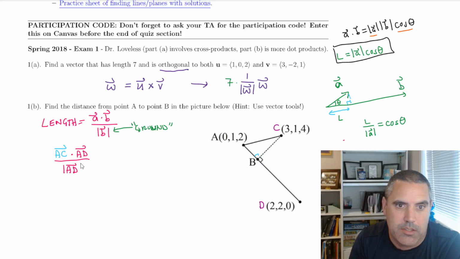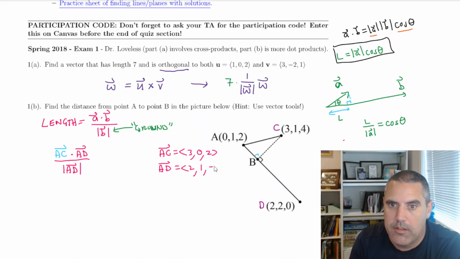Now sometimes students get too excited and they forget to do their subtractions. Before you can start the problem, you do need to get AC by doing 3 subtractions. 3 minus 0 is 3. 1 minus 1 is 0. 4 minus 2 is 2. And then do AD. 2 minus 0 is 2. 1 minus 2 is negative 1. Then you do the dot product.